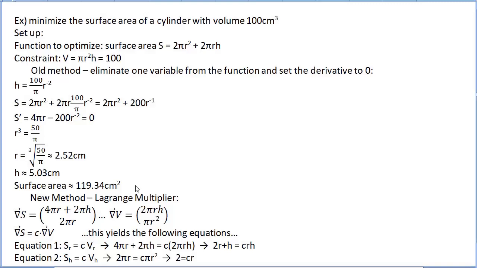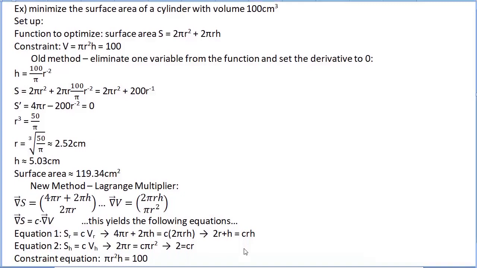So before we go ahead, it's very easy to simplify, reduce each of these equations a little bit. In the first equation, you can divide through by 2 pi, and in the second equation, you can divide through by pi. So now we've got these two equations, and also remember that we've got the constraint equation, which is pi r squared h equals 100. So notice that now we've got three equations and three variables. So now we confront the issue of we need to solve these.